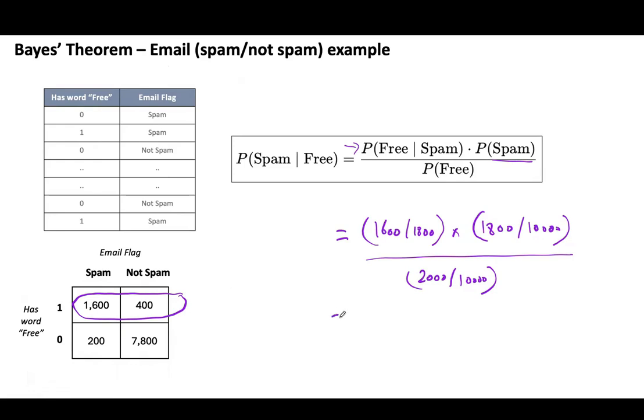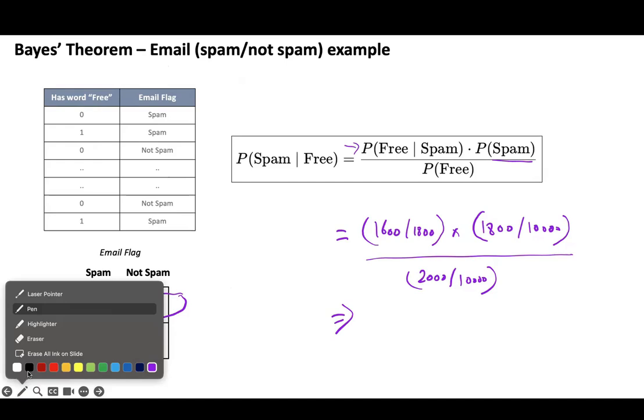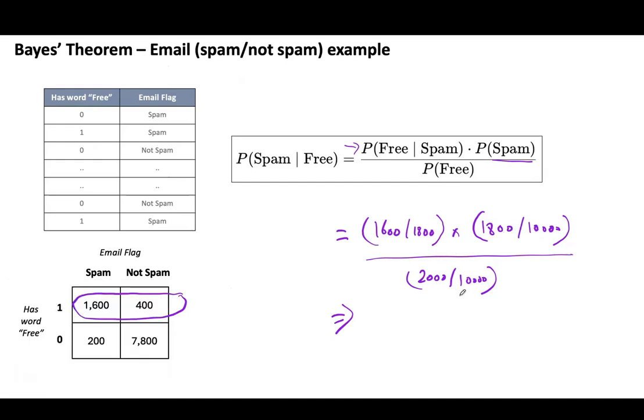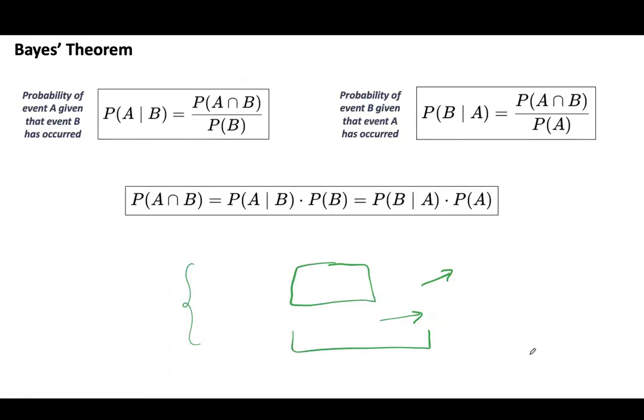And if you look closely, some of the terms do cancel out. Specifically, we can cancel out this 10,000 with this, and we can cancel out 1800 here with the 1800 out here. And ultimately, we are left with the two numbers 1600 and 2000, which again gives us the probability as 16 by 20, which is 4 upon 5 and then 0.8. So this is the same number that we got earlier.